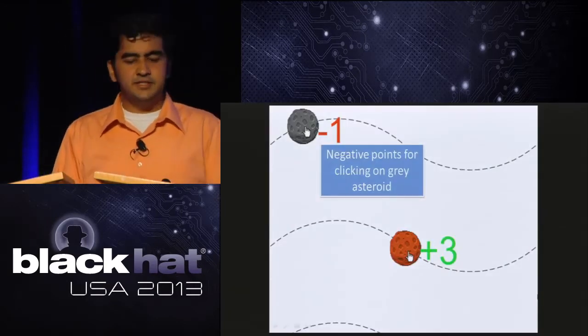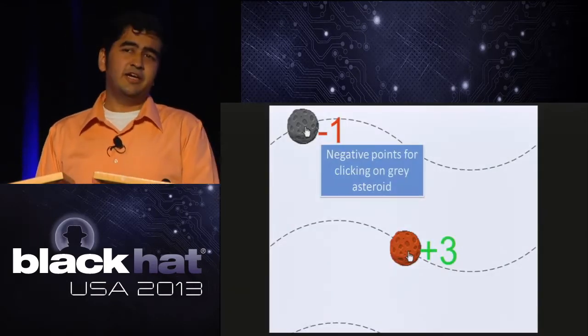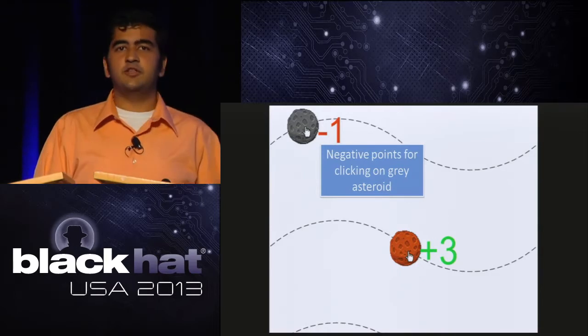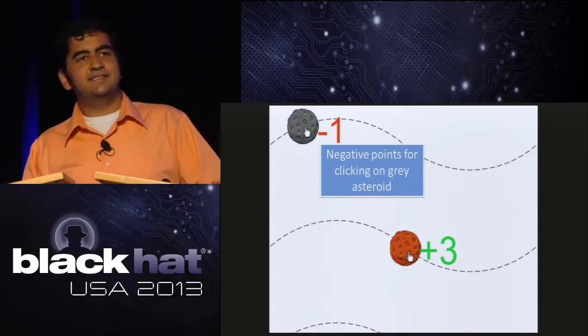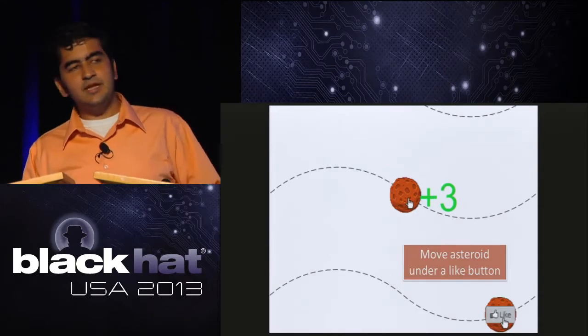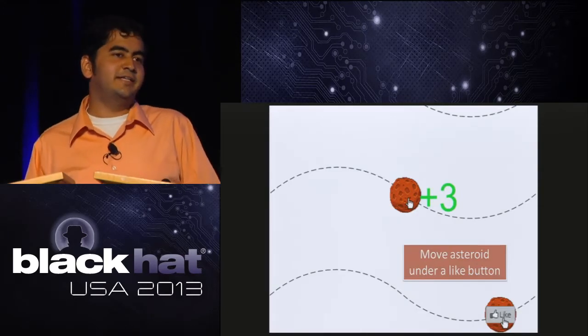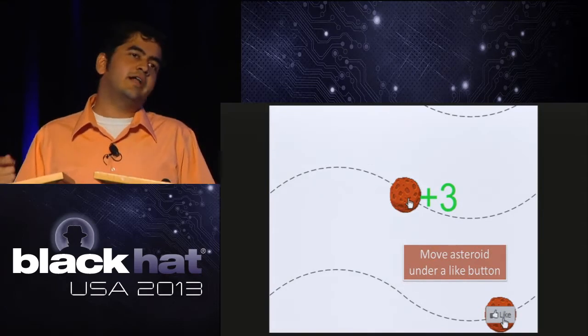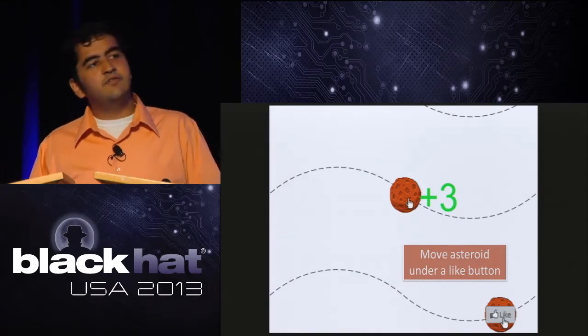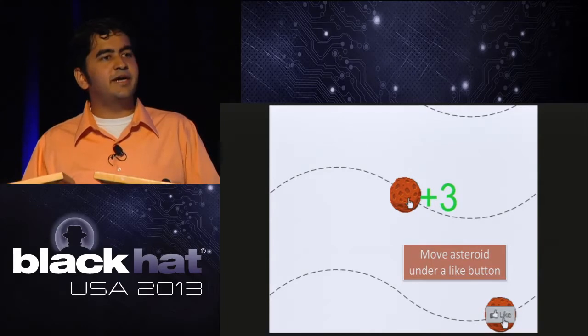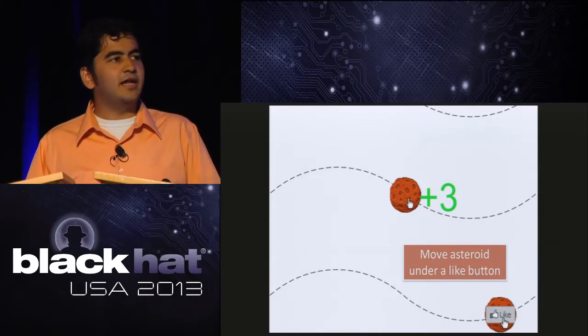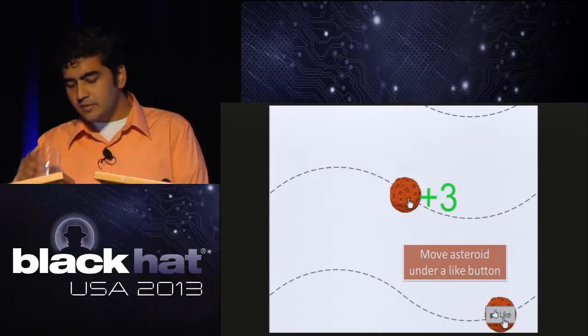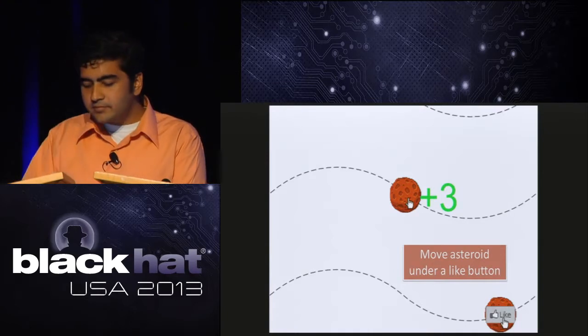So, same illustration, negative points for clicking on the gray asteroid, positive points for clicking on the red asteroid. Now, it's not hard to imagine the actual attack. Move the asteroid under a like button and change it to red. Because our brain has been trained to click as soon as the asteroid turns red, we tend to end up clicking on the like button despite the asteroid being underneath a like button.